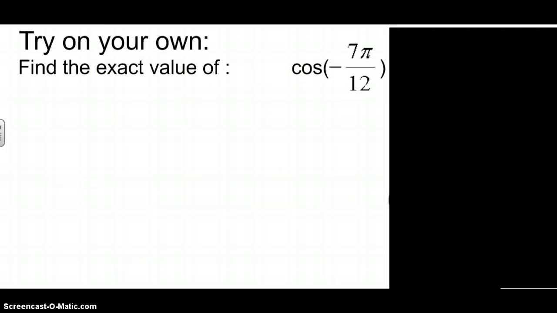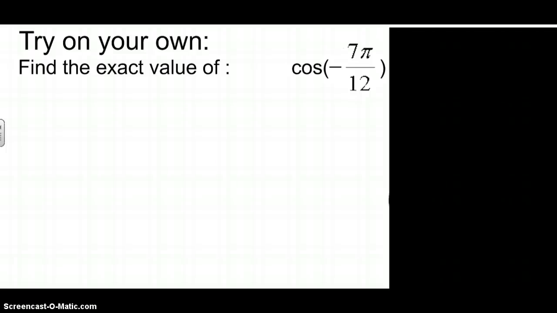This last one I want you to try on your own, and I'm going to have you first try to see if you can come up with the angles that could get you to negative 7 pi over 12. So again, think about that denominator and think about getting to a negative angle. There's a lot of ways to get there. Think about them, come up with a few if you want to, and then see if your answers match mine. So go ahead and pause your video and see if you can figure out this one on your own.